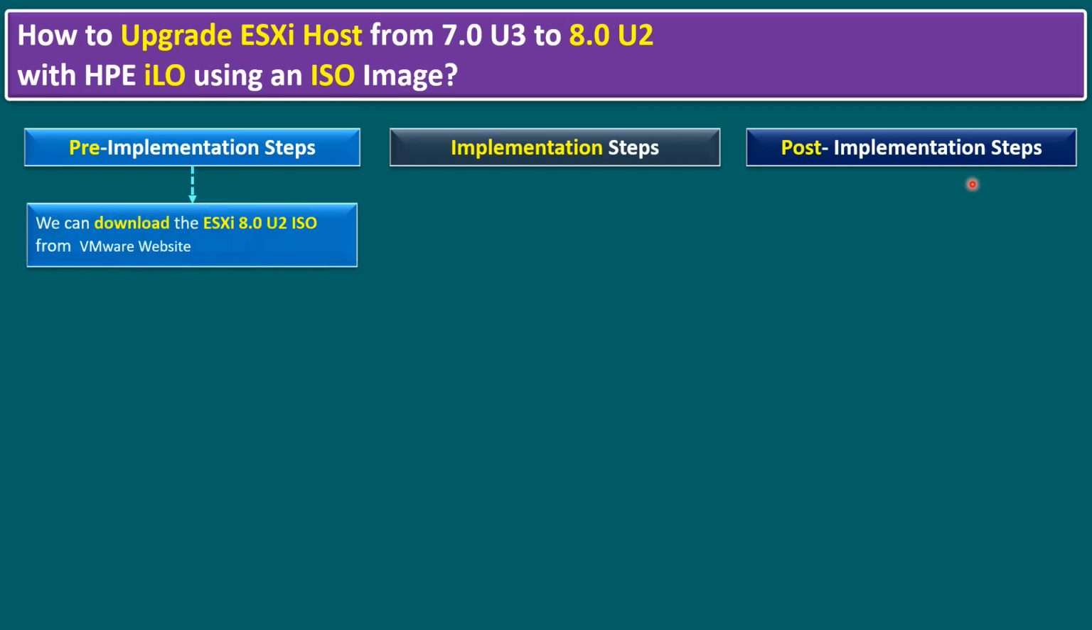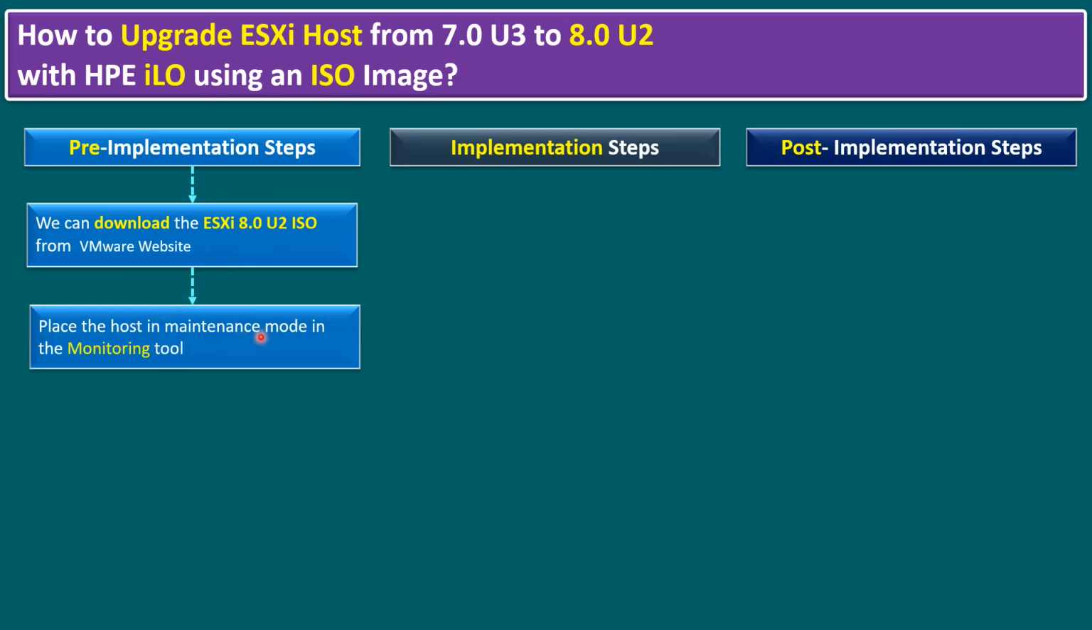So the first point is we can download the ESXi 8.0 Update 2 ISO from the VMware website. We can log into the VMware website and download this ISO. If you were using a custom image previously, you can download the custom image. Then place the host into maintenance mode in the monitoring tool.